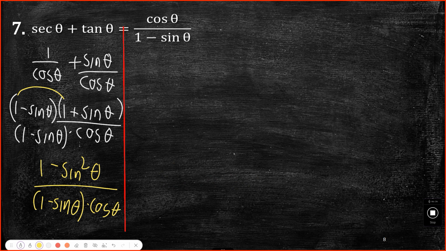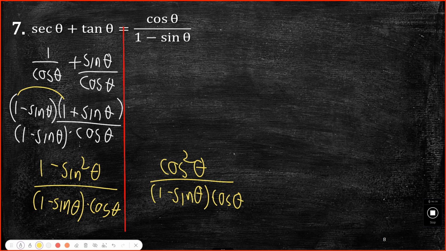So 1 minus sine squared theta, so cosine squared theta. I ran out of space here. So we're going to have cosine squared theta over 1 minus sine theta times cosine theta. A cosine theta with the cosine theta cancel out. And we got cosine theta over 1 minus sine theta, and that is true.